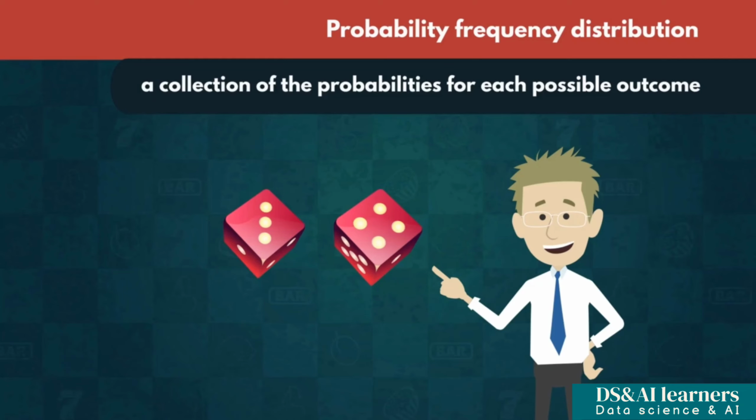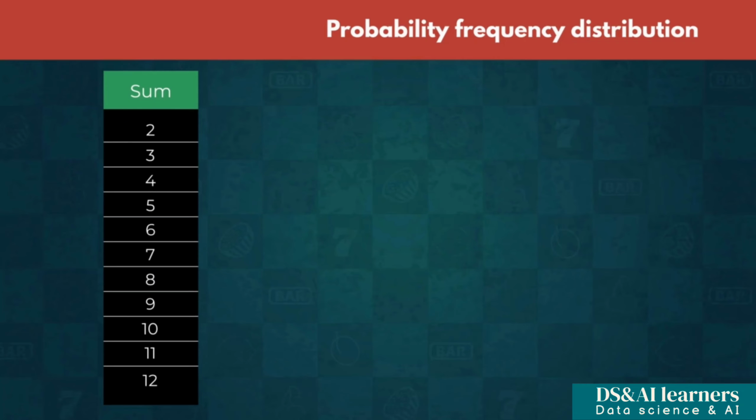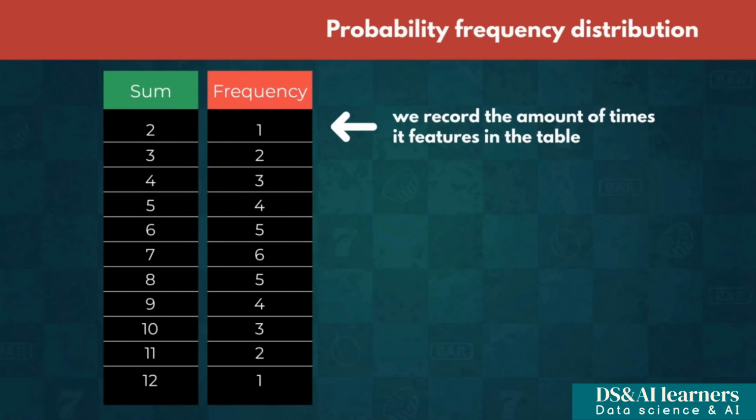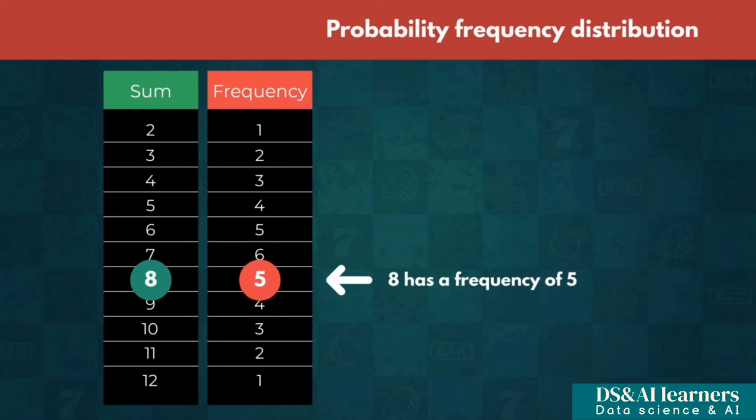To understand what a probability frequency distribution looks like, we're going to construct one right now. Using the sample space table we already constructed, for each unique sum, we record the amount of times it features in the table. This value is known as the frequency of the outcome. For example, getting a sum of 8 in 5 different cases means that 8 has a frequency of 5.